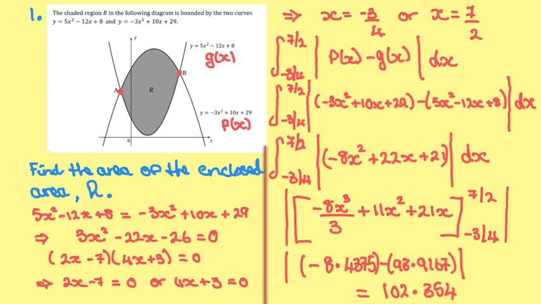So we want the modulus value of minus 8.4375 minus 93.9167, which gives us a final area of 102.354. Question 2. The diagram below shows a sketch of part of the curves with equations y equals x squared plus 8x minus 1 and y equals 4x squared minus 5x plus 3.